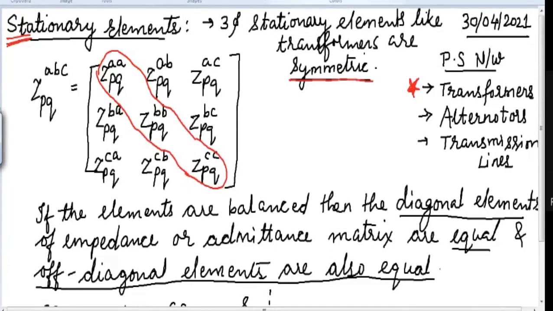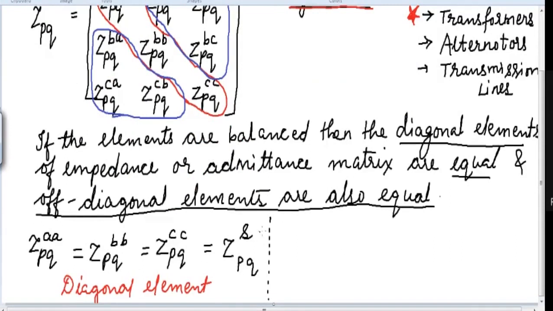Similarly, if we take the off-diagonal elements, what are the off-diagonal elements? These are the off-diagonal elements. I am showing it with a different color. You can see here. So these are the off-diagonal elements, the upper triangular matrix and the lower triangular matrix. So in the case of the stationary elements, both the diagonal elements will be equal to each other as well as the off-diagonal elements will be equal to each other. What we can write for the off-diagonal elements?